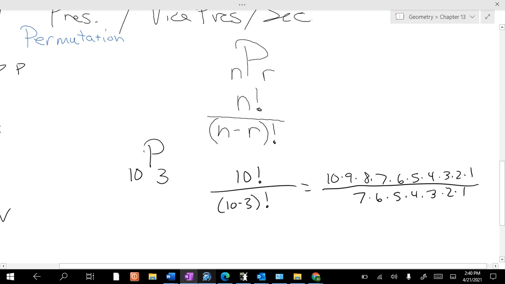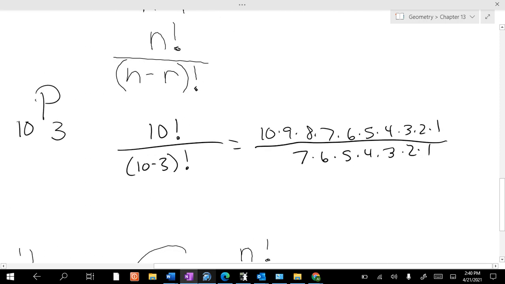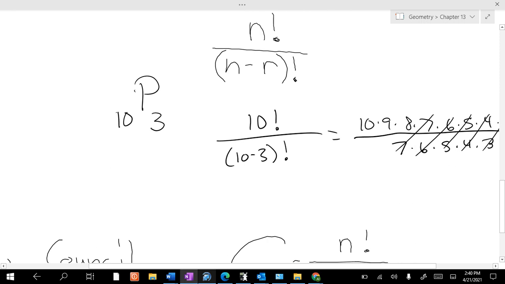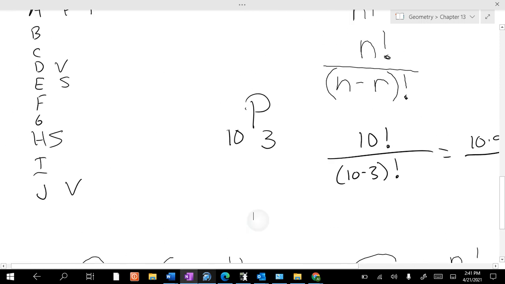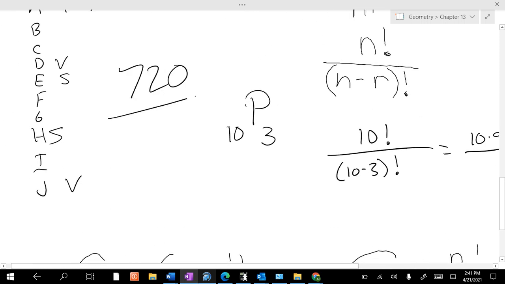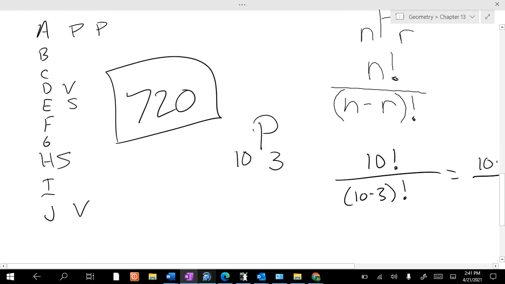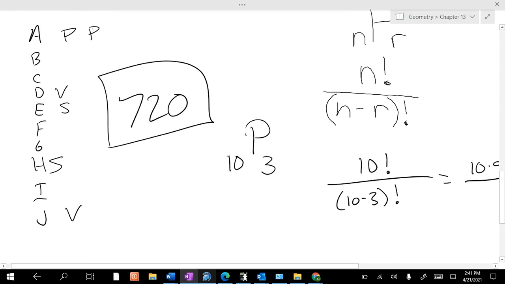This is all multiplication. So in multiplication, you can cancel, right? You can cancel those and those and those and those and those and those and those. So what is it really? It's just 10 times 9 times 8. Well, 9 times 8 is 72 times 10 is 720. So yeah, it would have taken me a long time to figure out all the different combinations of this, all the different permutations of this. 720 different ways those people, if they were drawn out of a hat, could have an office.